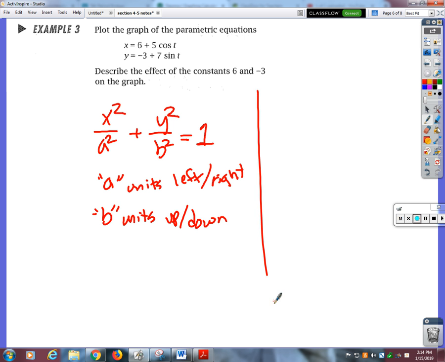Okay, so when it says describe the effect of the constants 6 and negative 3, what would you say? Over 6. To the right 6 and down 3. Okay, good, because we're adding or subtracting. And you should notice in this case, unlike the ones that we've done before where moving to the left or to the right is the opposite, this time a plus 6 did move it the way that you would expect. So parametric equations are a little different in that regard.